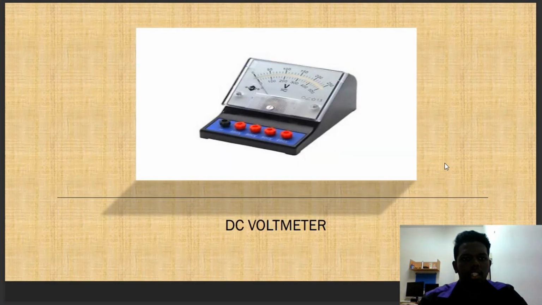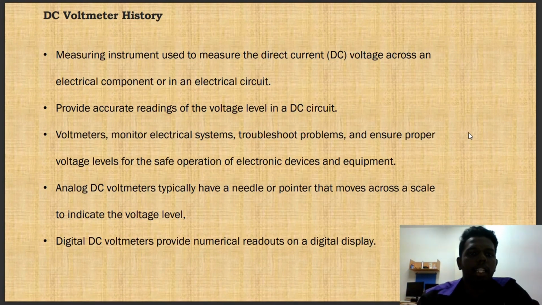And this one is direct reading of the current flow, easy to interpret, with no need for additional calculations. The second one is the DC voltmeter. This is an analog voltmeter. This is a measuring instrument used to measure the DC (direct current) voltage across an electrical component or in an electrical circuit.